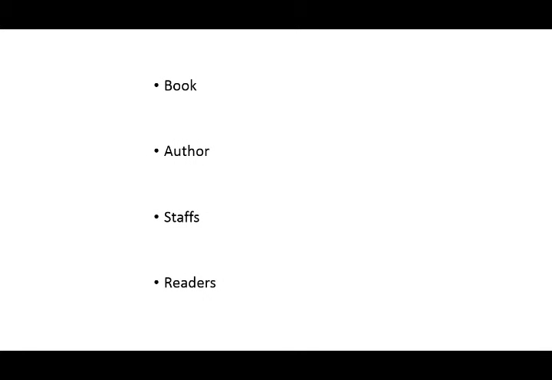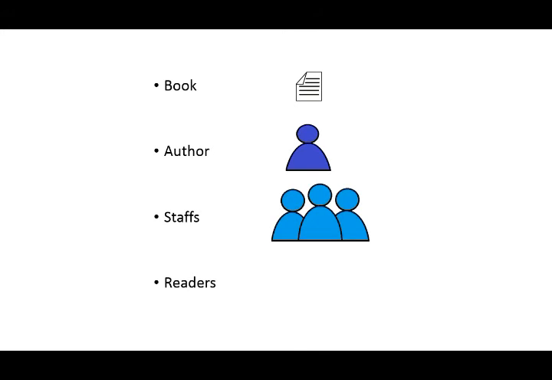The best example for this is a published book. The book is the file, the author would be the owner, the publishing house staff are the members of the special group, and the readers are the members of the general group.